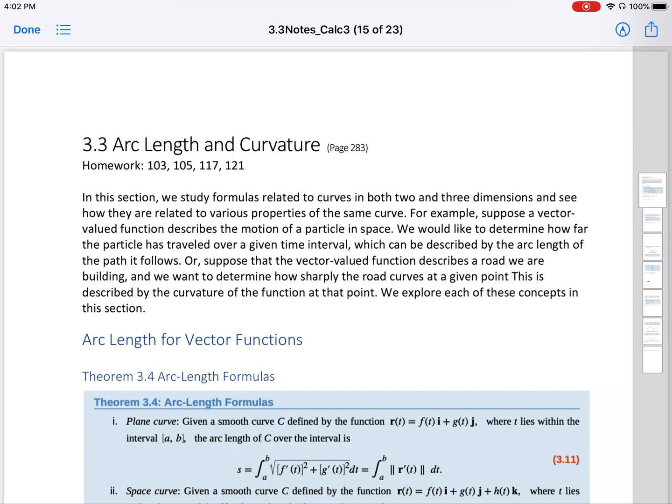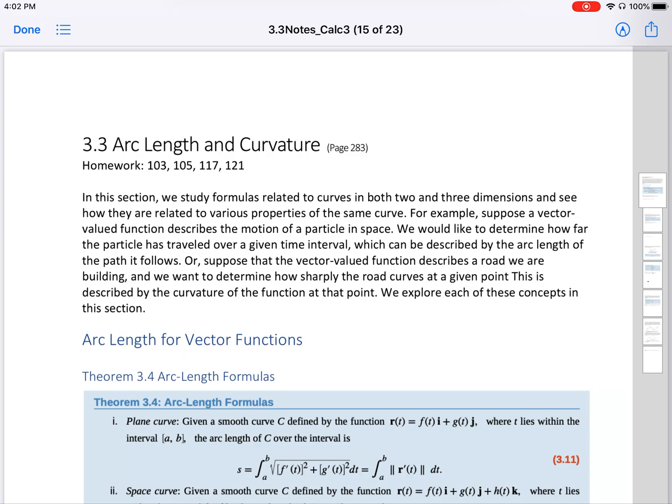In this section, we study formulas related to curves in both 2 and 3 dimensions and see how they're related to various properties of the same curve. For example, suppose a vector valued function describes the motion of a particle in space. We would like to determine how far the particle has traveled over a given time interval, which can be described by the arc length of the path it follows.